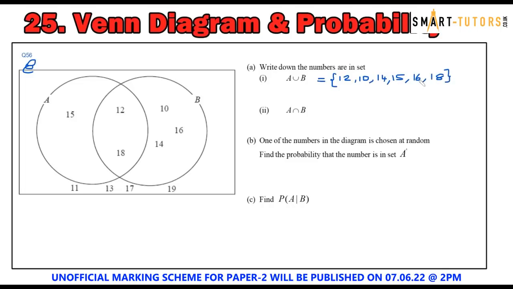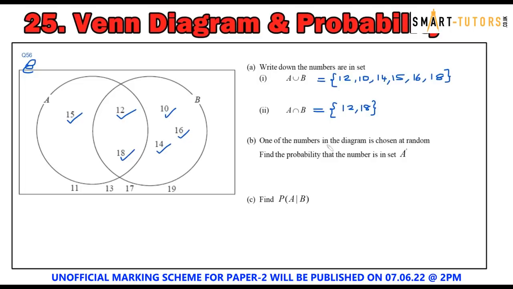So count the numbers and see what we did is correct. 1, 2, 3, 4, 5, 6 numbers. So this number, this number, this number, this number, and this number, and this number. So 6 numbers. A intersection B means the numbers in the common area, which is 12, 18.